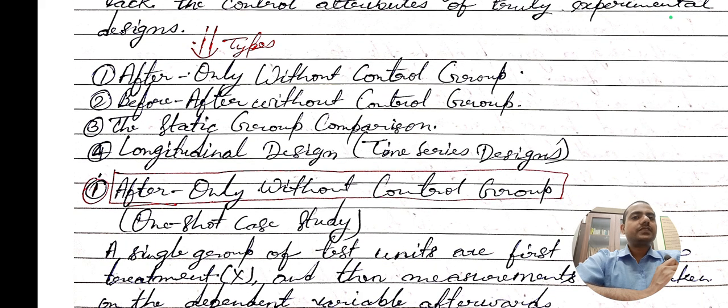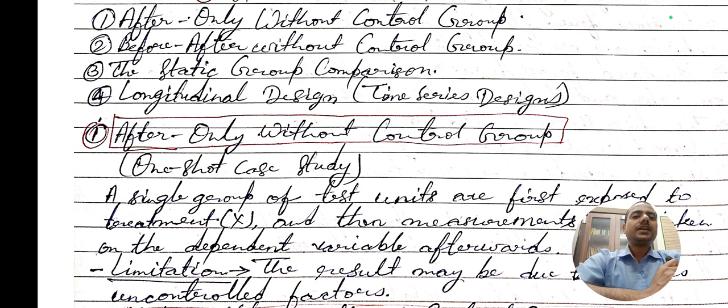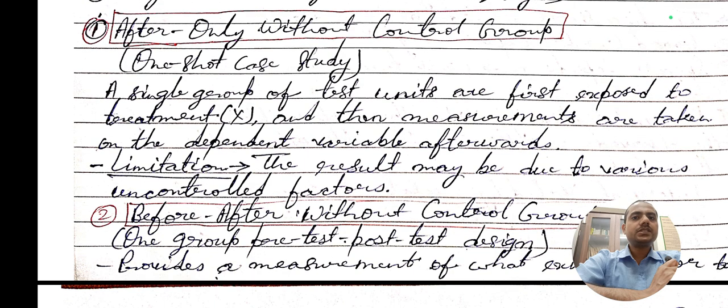Types given here: after only, without control group; before, after, without control group; the static group comparison; and longitudinal design. So these all we are going to discuss. So these are different types of quasi-experimental designs. The first quasi-experimental design is given, after only, without a control group. It means one short case study. A single group of test units are first exposed to treatment, and then measurements are taken on the dependent variable afterwards. In case of after only, without control group, the limitation given is that the result may be due to various uncontrolled factors.